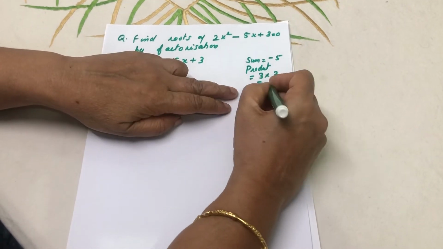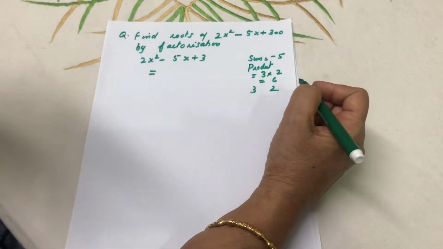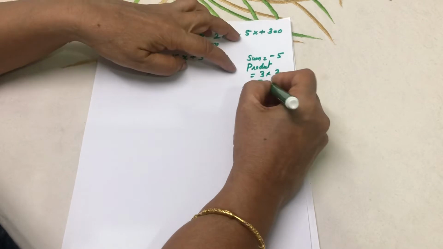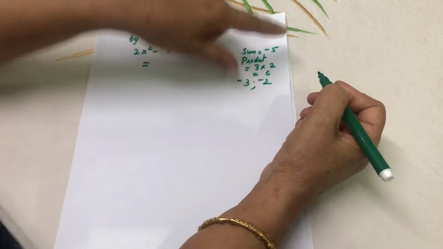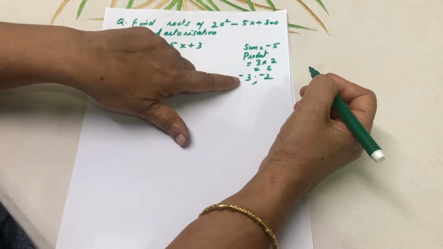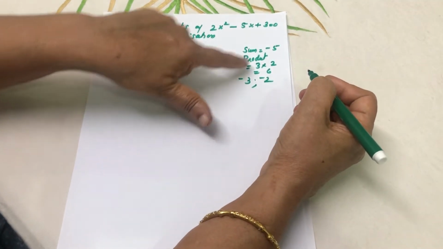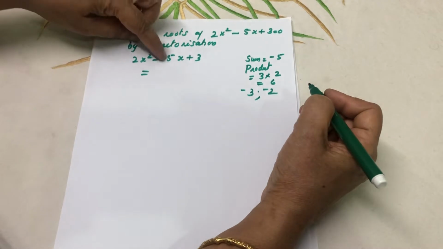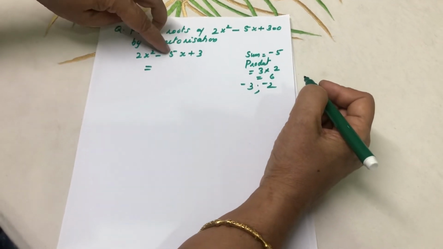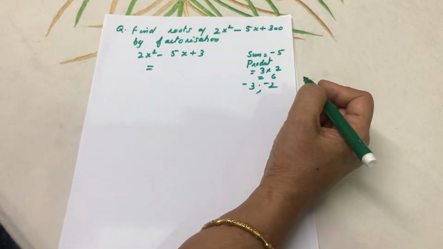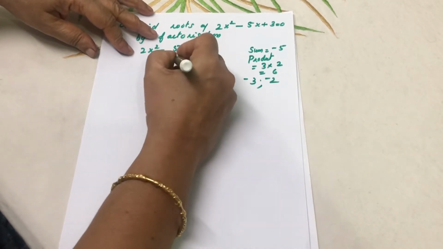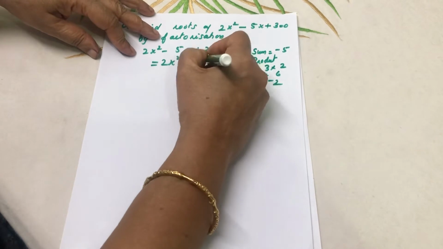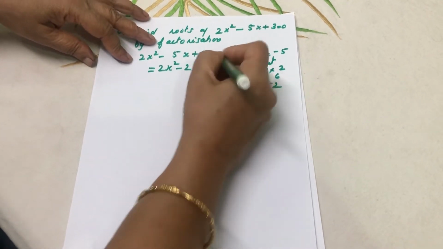So you have to find two numbers whose sum is minus 5 and the product is 6. You know 3 twos are 6, but the sum is minus, so both will become minus. Minus 3 plus minus 2 is minus 5, and minus 3 into minus 2 is plus 6. So you can split this middle term as minus 3x and minus 2x. Therefore, you can write 2x squared minus 2x minus 3x plus 3.